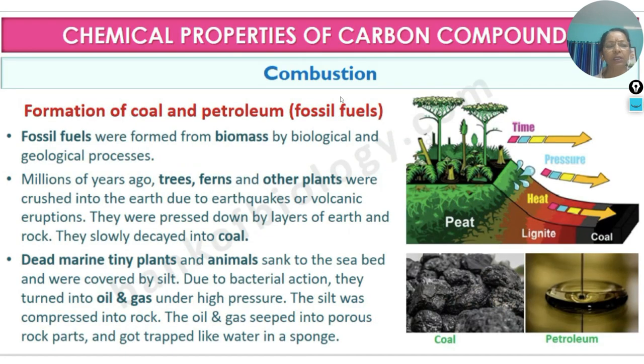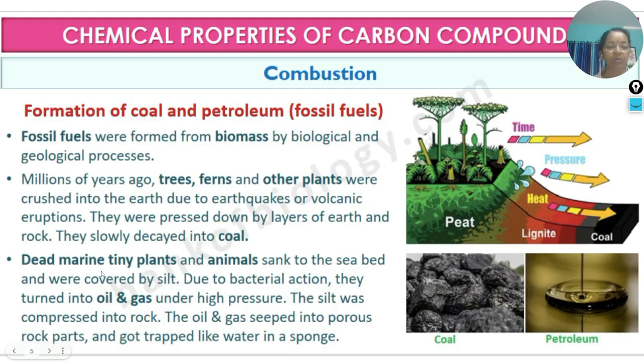Then some additional information about the formation of coal and petroleum. The picture shows that at first there were trees and ferns. They may get submerged due to volcanic eruptions or some other reasons and go deep under the earth. Due to very high temperature and pressure, they change into another form, and after a long time become the deposit called coal. Coal is a black colored substance, whereas petroleum is produced by dead marine tiny plants and animals.